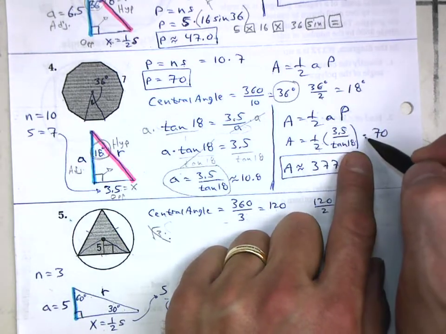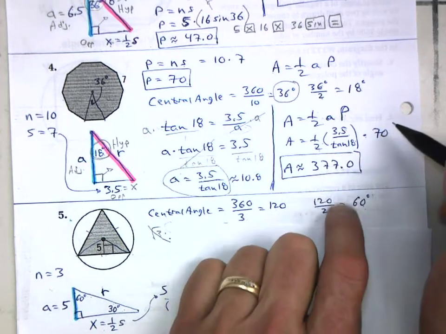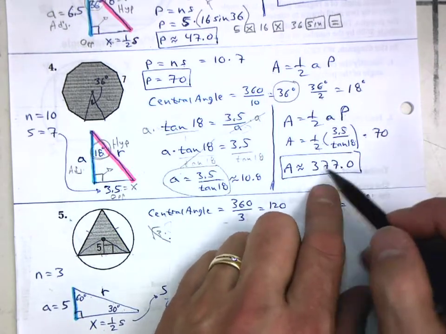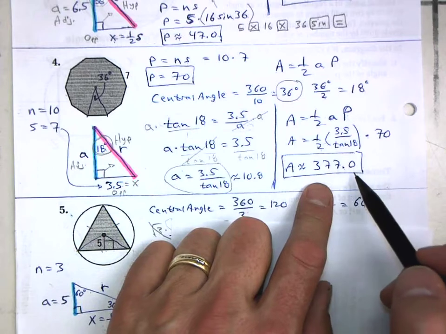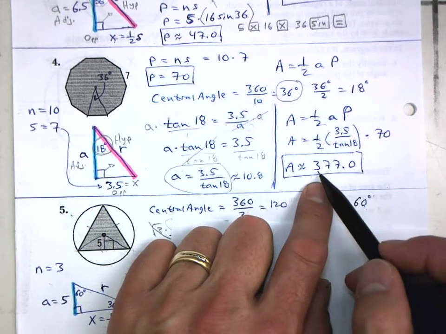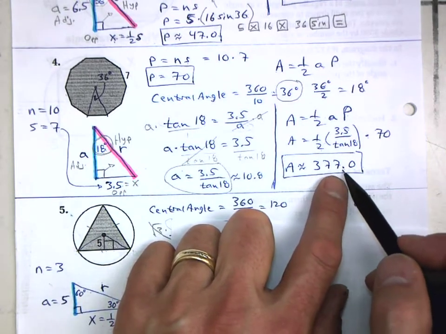And then you hit times 70, and then equals, and then you would get a number that when you rounded it to the nearest tenth, it would be 377.0.